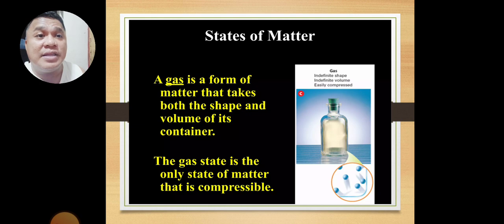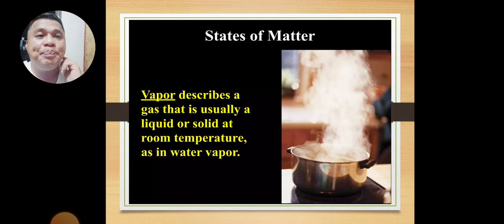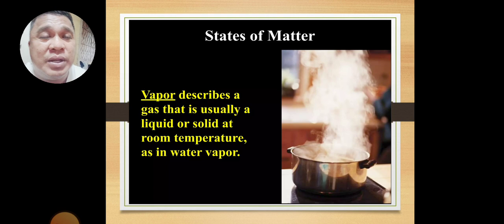Gas is a form of matter that takes both the shape and volume of its container. The gas state is the only state of matter that is compressible. You can compress it, while solid and liquid are incompressible, no? Vapor describes a gas that is usually a liquid or solid at room temperature, as in water vapor. So that's the difference between gas and vapor.